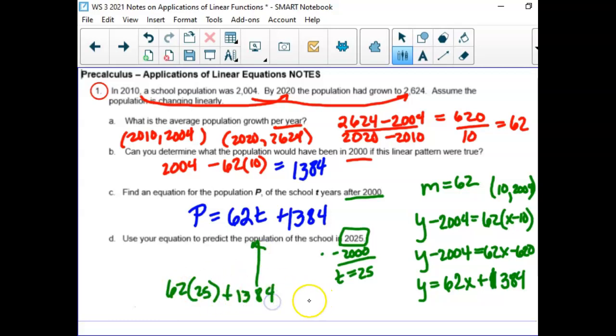Anybody have an answer yet? 2934? No? 29?